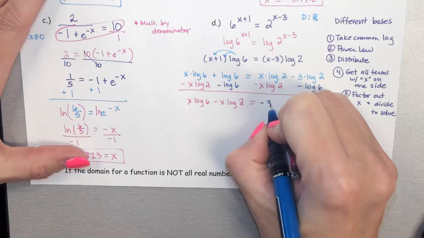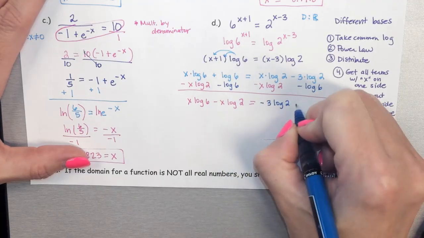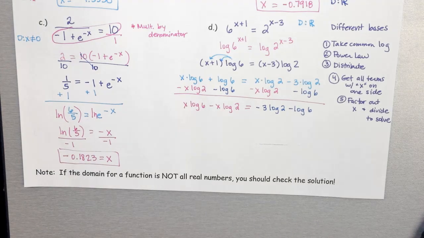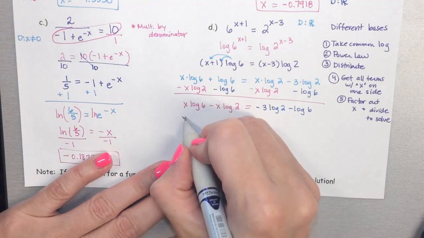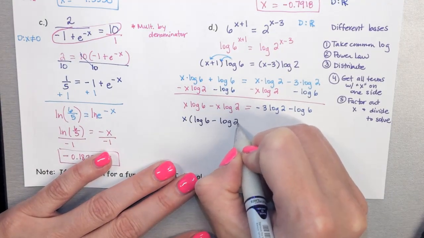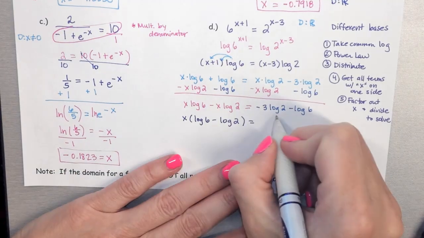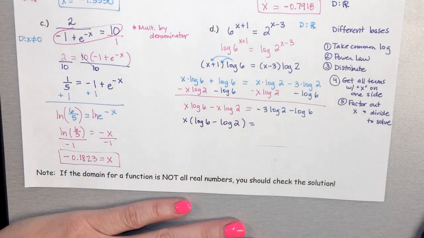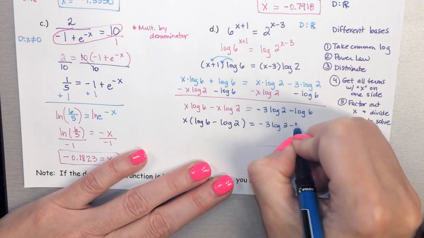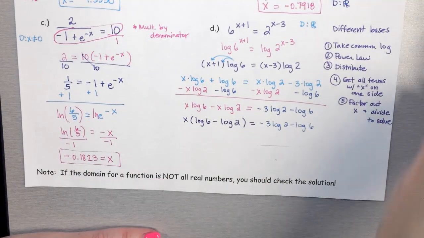So now I have negative 3 log 2 minus log 6. Okay, so if I factor out my x, I just have the log of 6 minus the log of 2. Okay, it's still equal to this. Okay, and my last step is just going to be to divide.